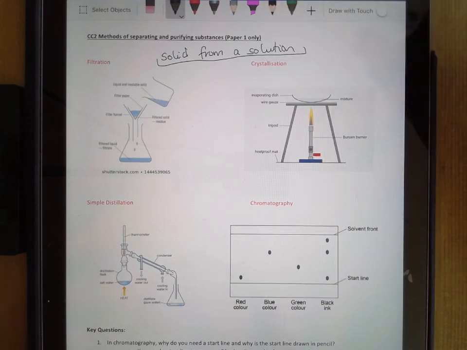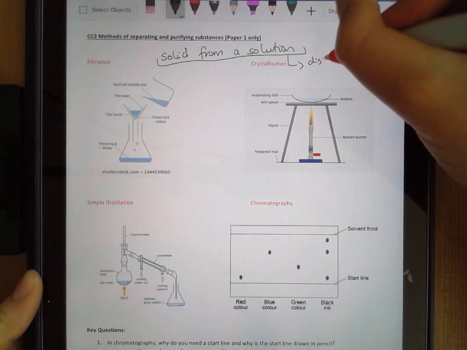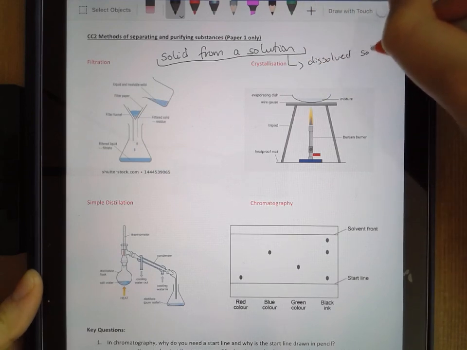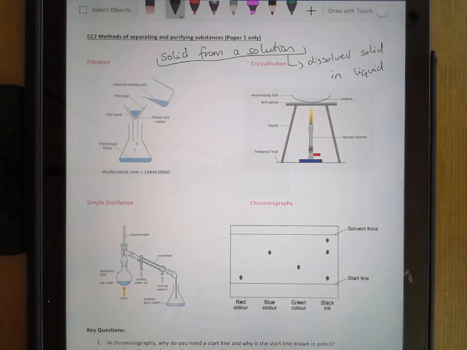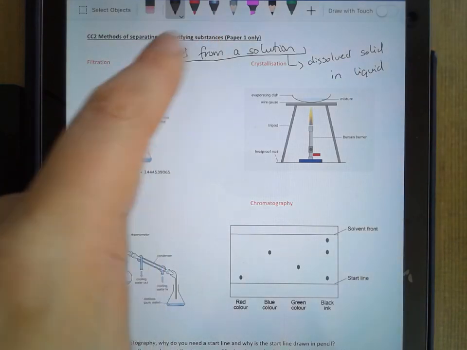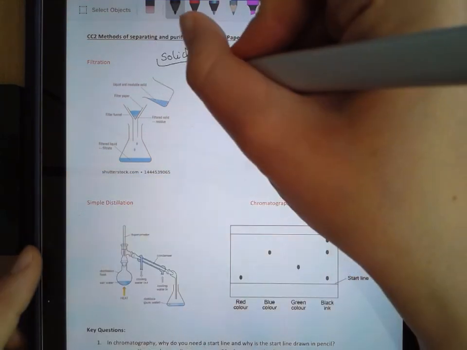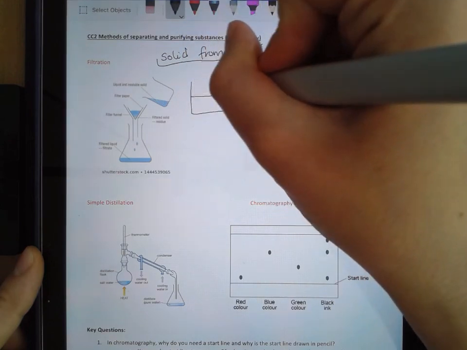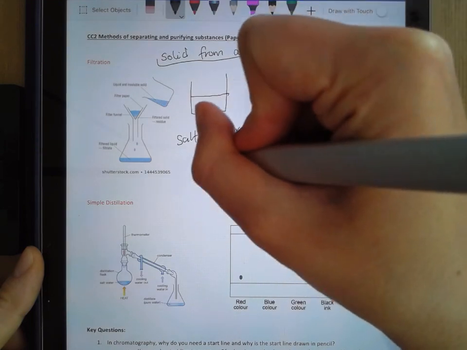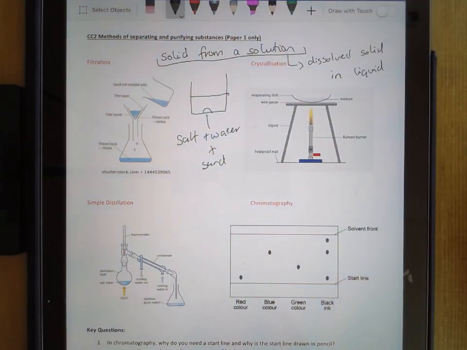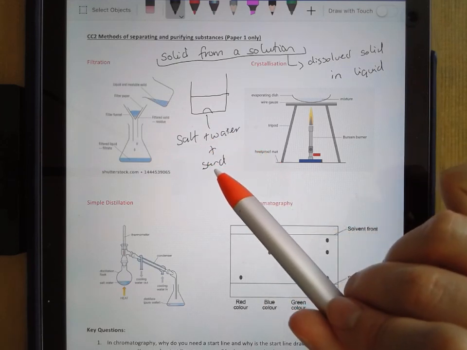Okay, we need to look at what this word solution actually means. Okay, if you've got a solution, you have got a dissolved solid in a liquid. So an example of this, you've got a solid that's not dissolving in a solution, which is a liquid with a dissolved solid. So I think the easiest thing to do is look at an example. Okay, if I had salt and water and sand all mixed in together, okay, and I wanted to get pure salt from the salt, water and sand mixture, what would I do?